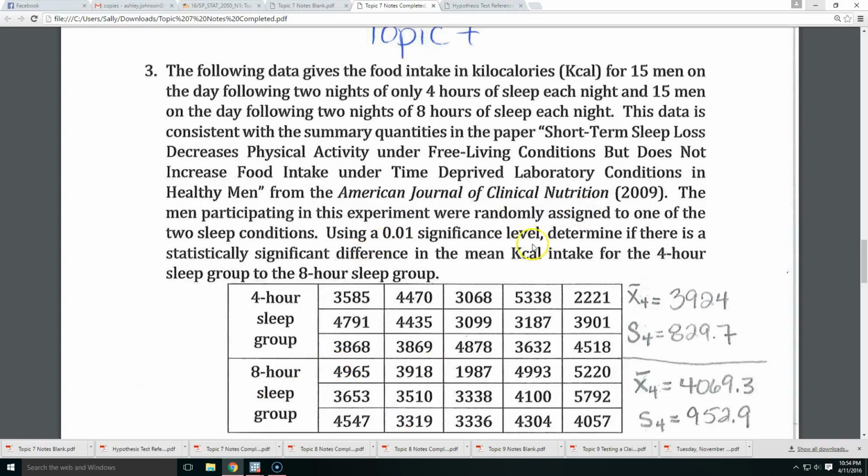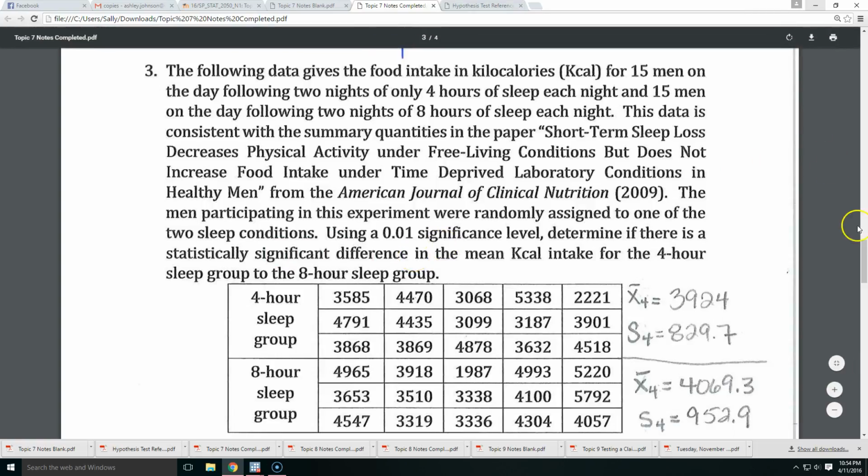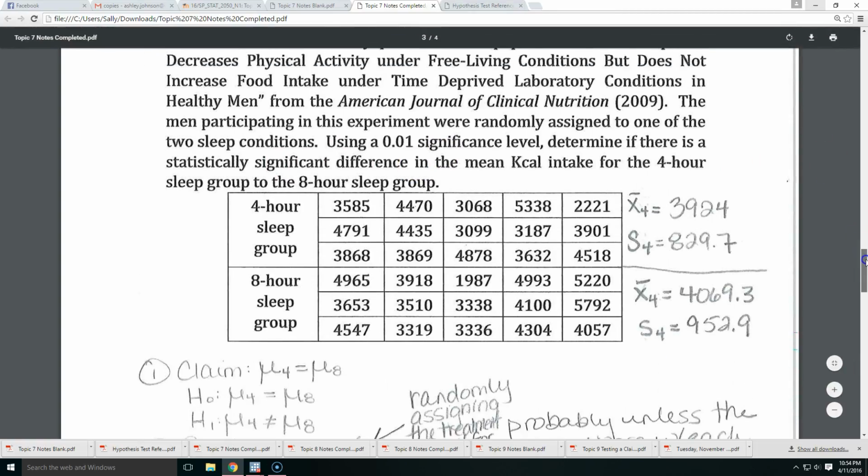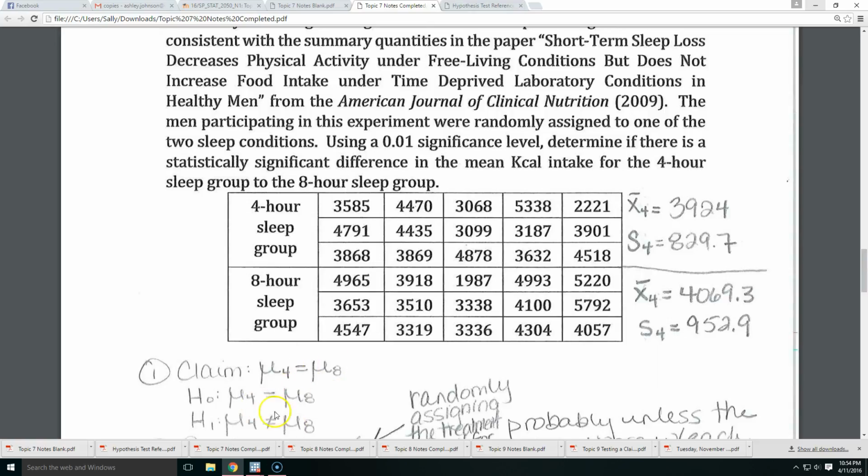So we have a 0.01 significance level, and we're trying to see if there is a difference. So when you're testing to see if there is a difference, you're going to have equal to or not equal to as your H0 and H1 signs.